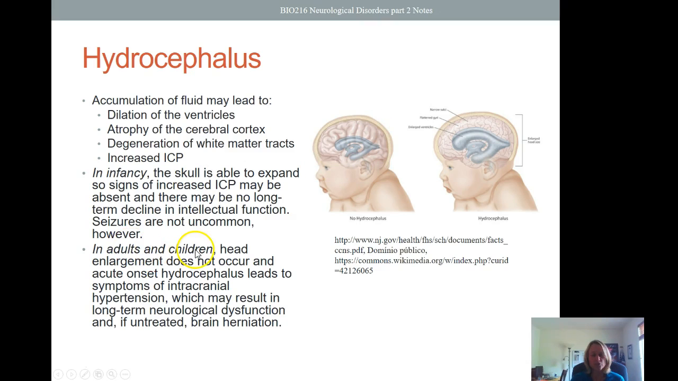In adults and children, head enlargement does not occur because the plates have fused. And if we have an acute onset of hydrocephalus, this can lead to signs and symptoms of an increase in intracranial pressure, which can result in a long-term neurological dysfunction, and if untreated, can lead to brain herniation and death.